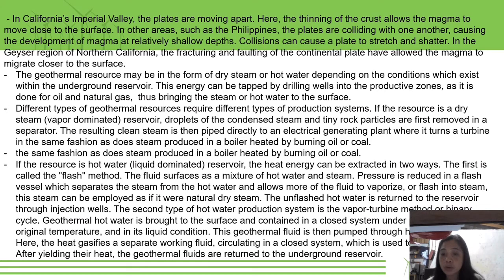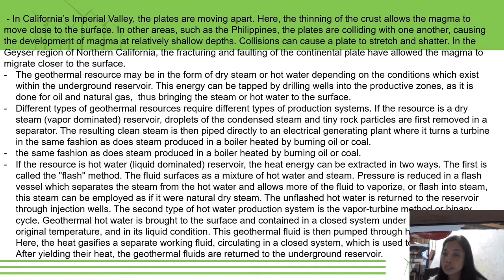So the geothermal resource may be in the form of dry steam or hot water, depending on the conditions which exist within the underground reservoir. This energy can be tapped by drilling wells into the productive zones, as is done for oil and natural gas, thus bringing the steam or hot water to the surface. So there are different types of geothermal resources. It requires different types of production systems.